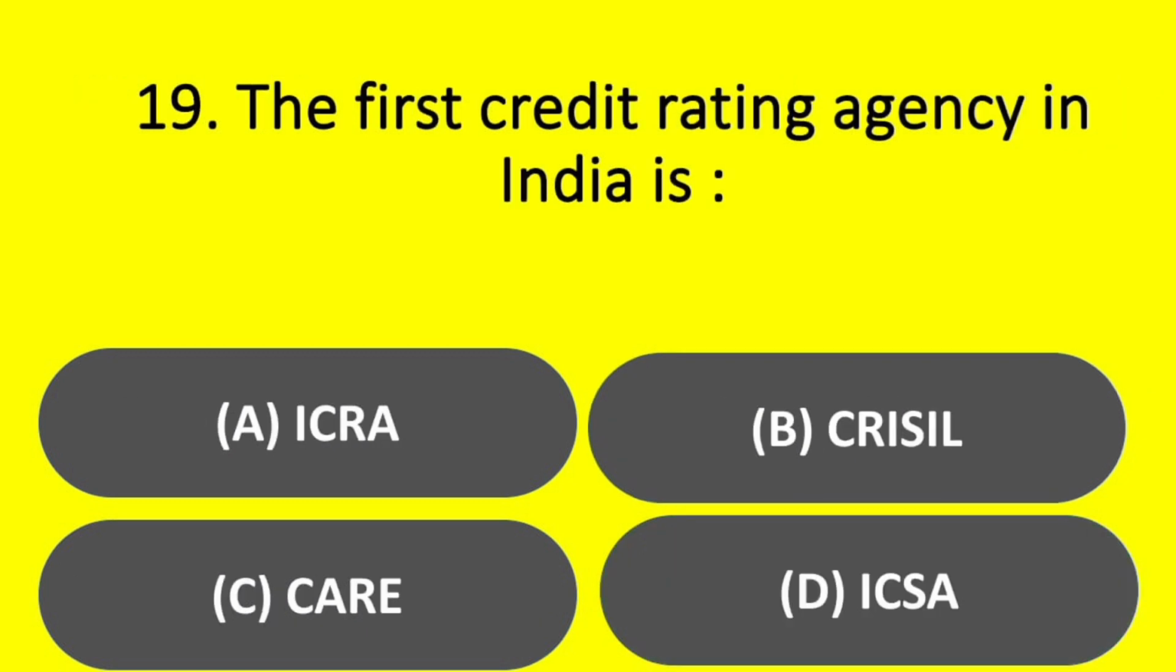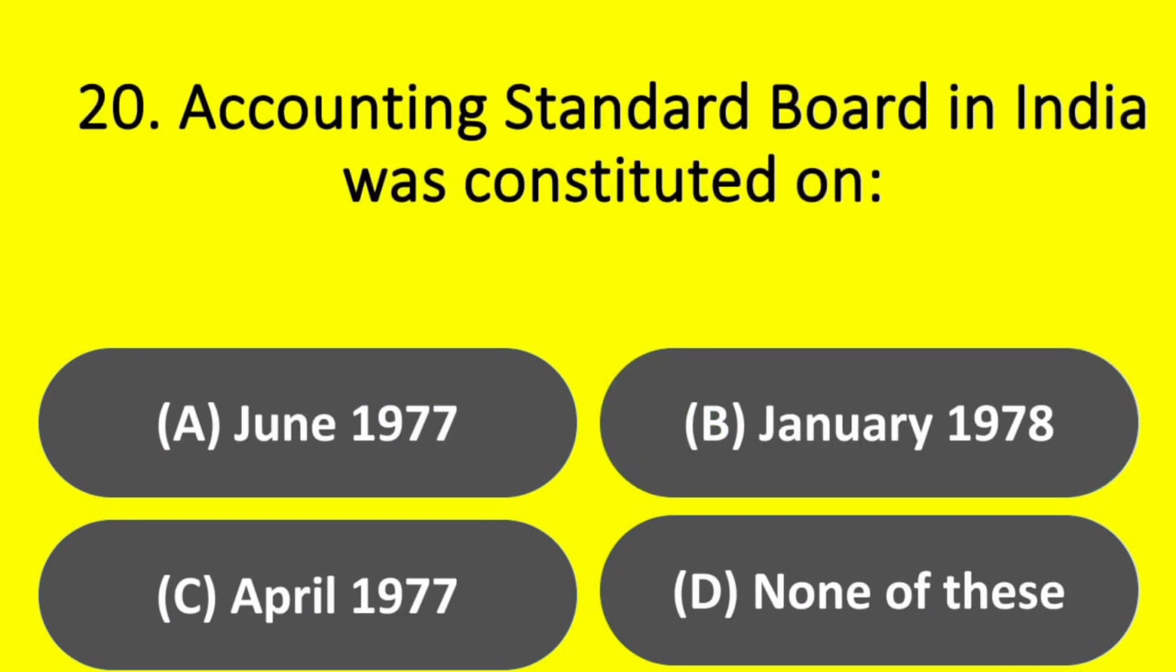The first credit rating agency in India is: option A, ICRA; option B, CRISIL; option C, CARE; option D, ICSA. Answer: option B, CRISIL.